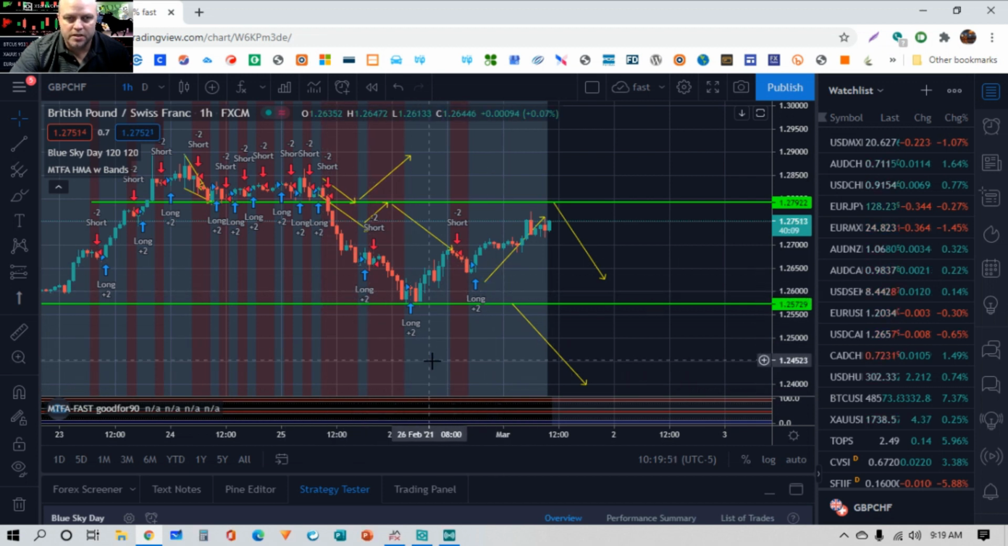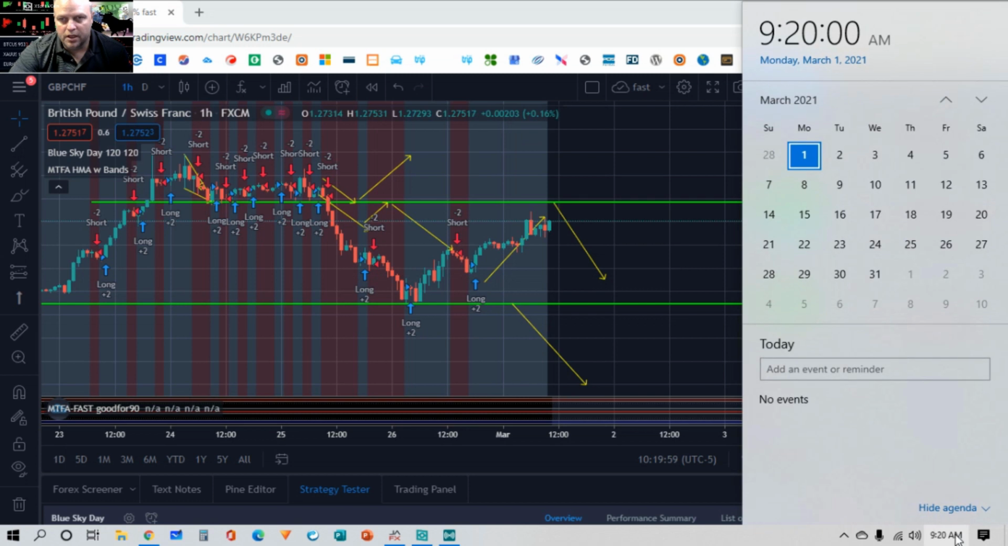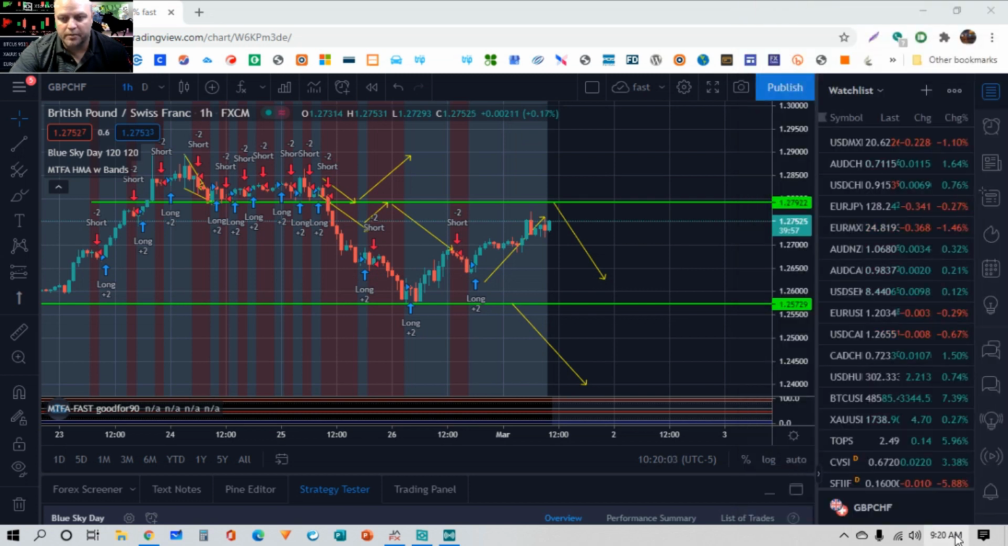But as you can see, I can't remember where we left off, but this is Monday, March 1st. It's 9:20, so the market's been open since about 4 yesterday. So this is already forming. As you can see, it did come down a little bit. Now it's going back up.